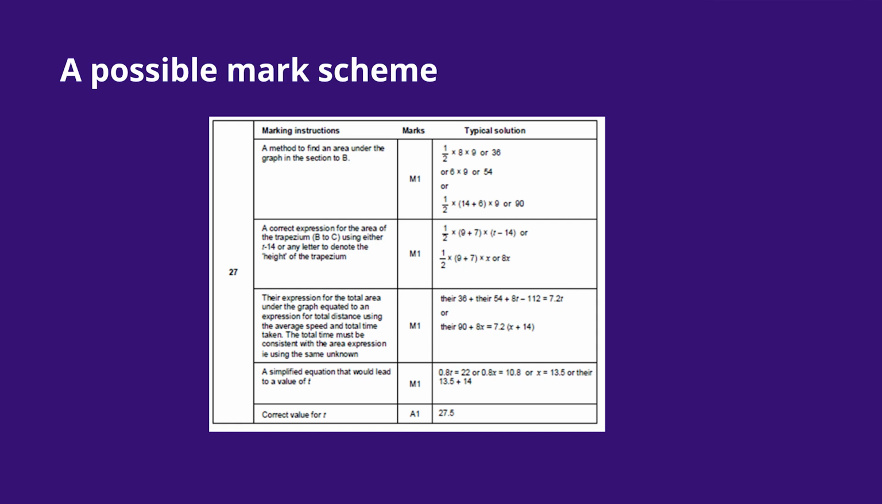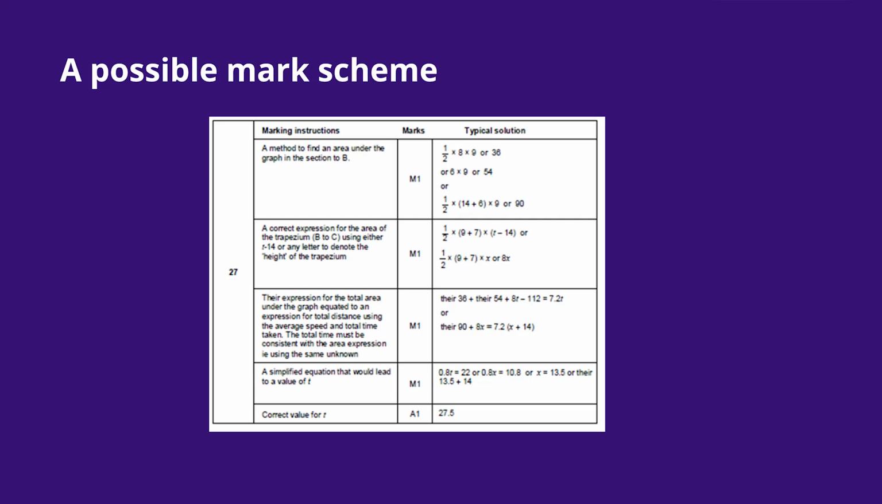So looking at this scheme mark by mark, the first mark is for a method to find an area under the graph in the section up to B. So that could be the triangle, it could be the rectangle, it could be the whole trapezium. Any one of those methods will get the first mark. So that fits in with that principle of awarding the first mark for the first step in a solution, unlike the earlier scheme.